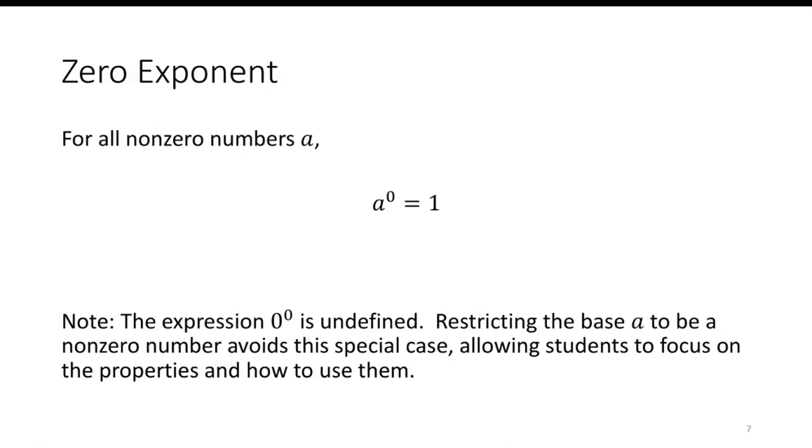For all non-zero numbers a, a to the power of 0 is considered to be 1. Just as a note, the expression 0 to the 0 is undefined, and by that I mean it can mean anything. Restricting the base a to be a non-zero number avoids this special case, allowing students to focus on the properties and how to use them.